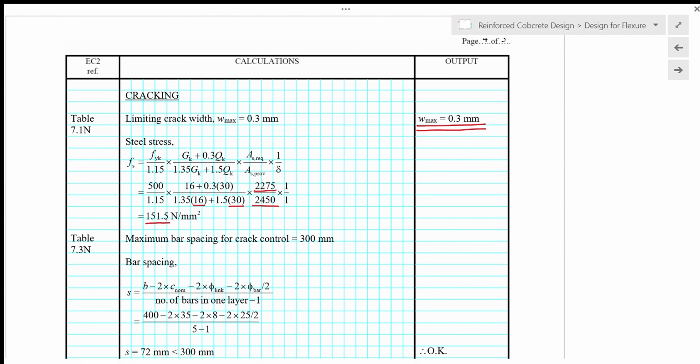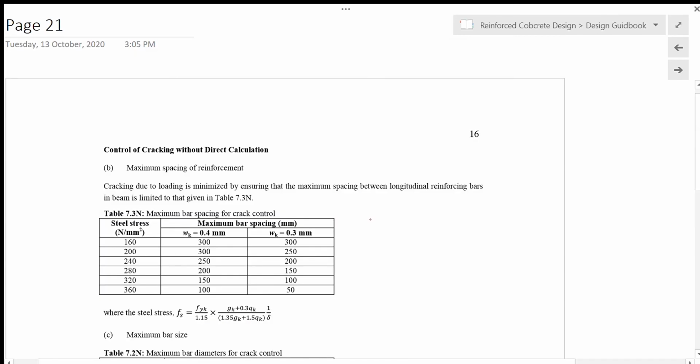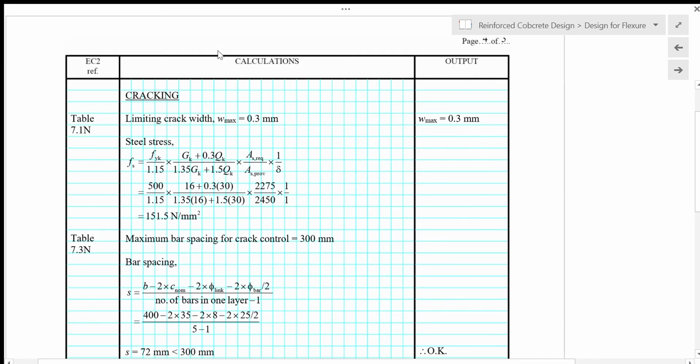So for table 7.3n, with the steel stress of 151.5 Newton per square millimeter, this is less than the minimum value of 160 Newton per square millimeter. So meaning that for crack width of 0.3 mm, we can use this value of 300 mm as our maximum bar spacing for crack control. So the maximum bar spacing for crack control is 300 mm.